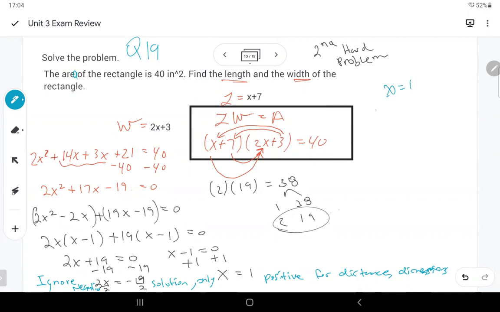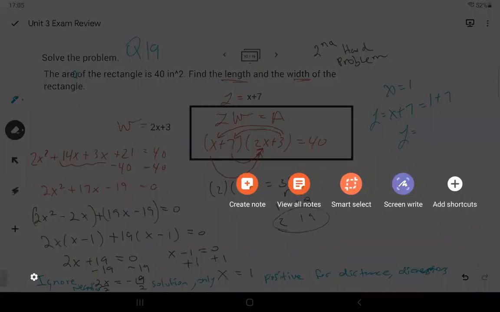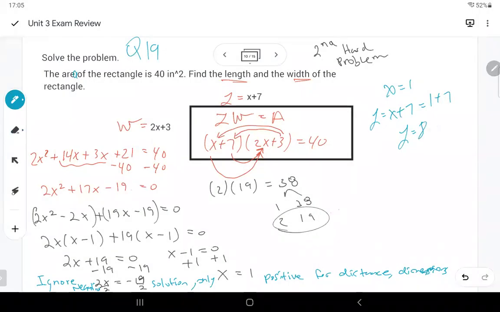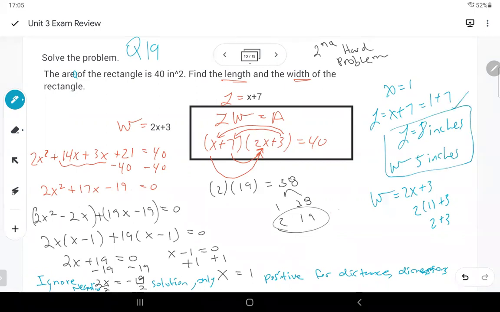Okay, so what we're going to do now is we're going to plug in our x equals 1 for our length, which would be x plus 7 equals 1 plus 7. So length is equal to 8 inches. And width would be 2x plus 3, which is 2 times 1 plus 3, 2 plus 3. So width is equal to 5 inches. And you can check that literally because we know that 5 times 8 would give us the 40.